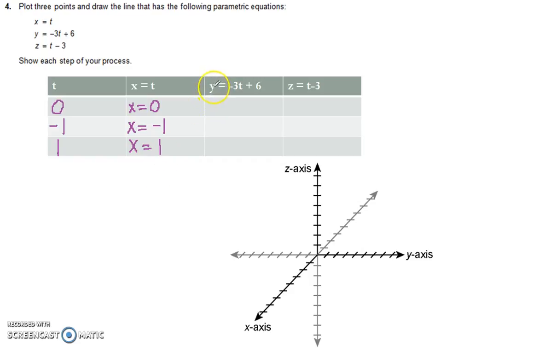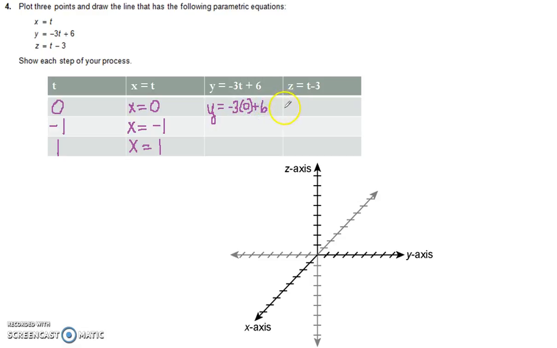Okay, but what about y? Y is not the same thing as t. Y is equal to -3t plus 6. So I'm going to have a little more work to do. So if t is 0, I'm going to put 0 right here, and then I'm going to simplify this, okay? So it would be y equals -3 times 0 plus 6.